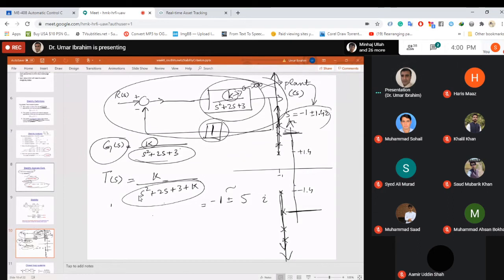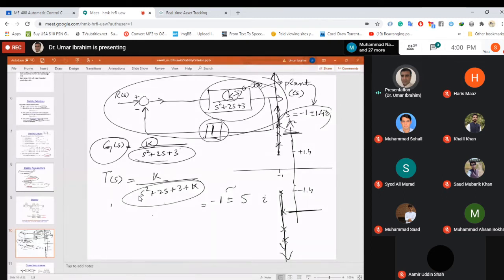Locus means path. Okay? This is your next topic after steady state error. This is actually the last topic before we study the controllers. Okay? So everyone gets the point. And I'm also explaining the root locus.